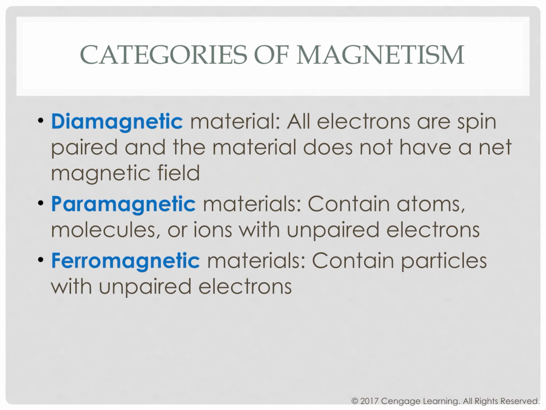So there's three types here. We have diamagnetic material, where the electron spins are paired, and so there's no unpaired electrons, so it doesn't have a net magnetic field. Then there's paramagnetic, and there are unpaired electrons with these, and it contains atoms, molecules, or ions. And then ferromagnetic contains particles with unpaired electrons, so this would be like magnets.